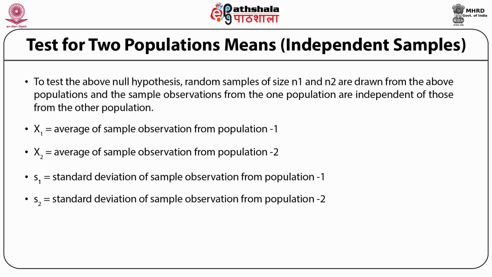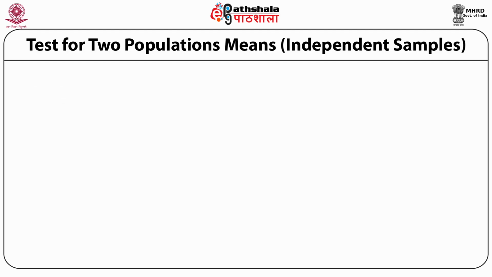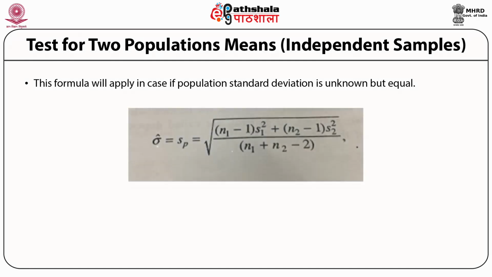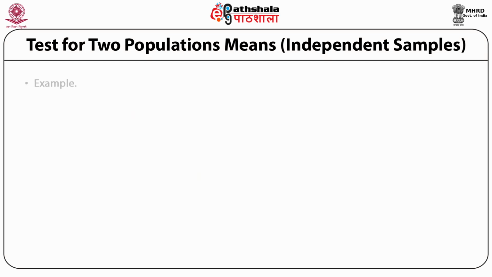S1 and S2 are the standard deviations of the sample observations of population 1 and population 2. In this case, the formula that applies where the standard deviations are unknown but equal is Sp equals the square root of (n1 minus 1 into S1 square plus n2 minus 1 into S2 square) upon (n1 plus n2 minus 2). Now, to understand in a better manner, let's take an example and see how we can do a hypothesis test using the t-test of two populations.